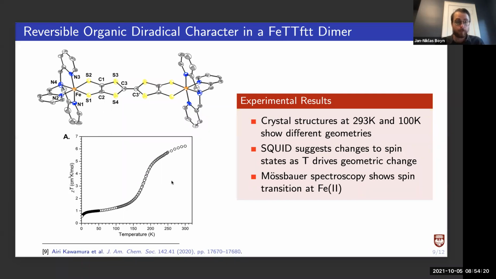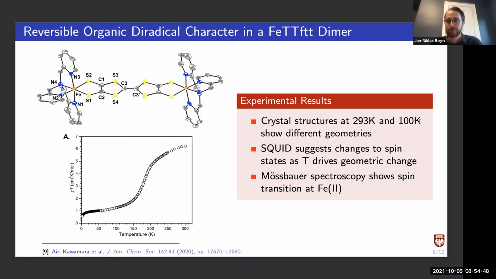And even more interestingly, they did Mössbauer spectroscopy on the low spin and high spin states. They see that in the high spin state, you have a high spin iron 2, so each iron with 4 unpaired electrons, while in the low spin state, you have low spin iron, so no unpaired electrons on the irons. However, at 0 Kelvin, the magnetic susceptibility does not actually go to 0, so you still have unpaired electron density. So where is this electron density?